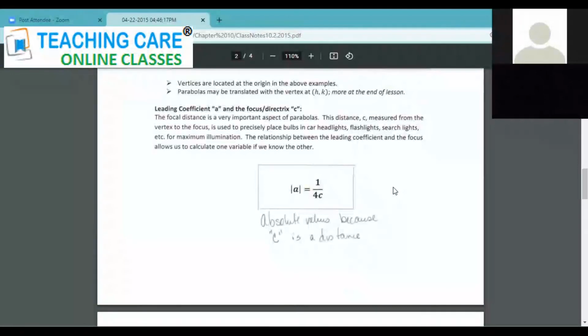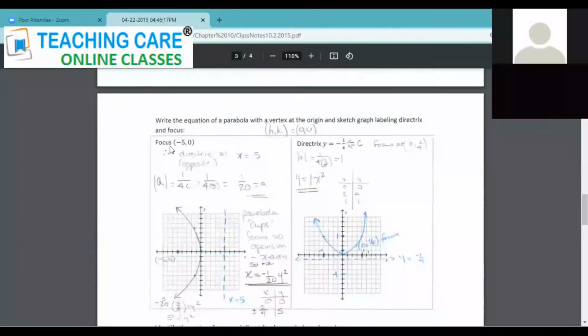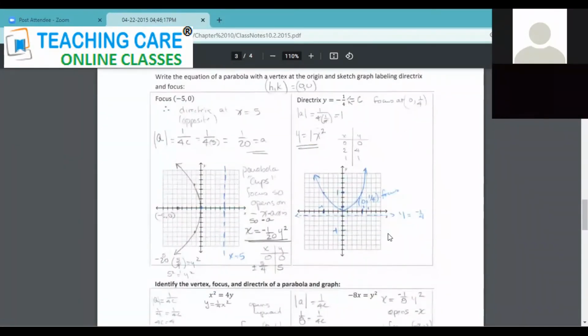So this formula you can use for finding the missing values. First question: write an equation of the parabola with the vertex at the origin and sketch the graph labeling the directrix. They have given just the focus first. Now I need to find the equation first. So first I need the directrix, at x equals 5, they have given.